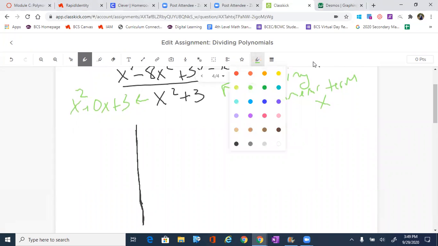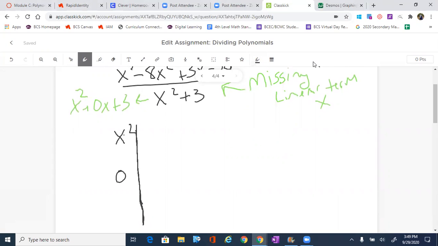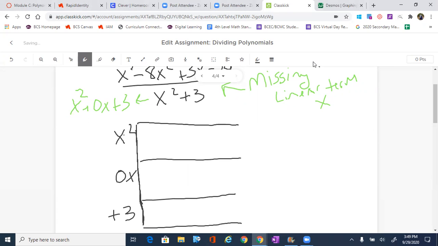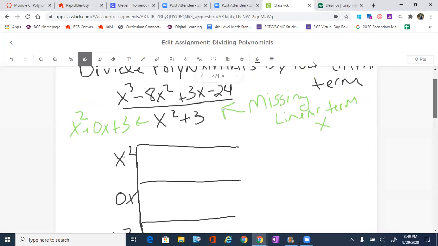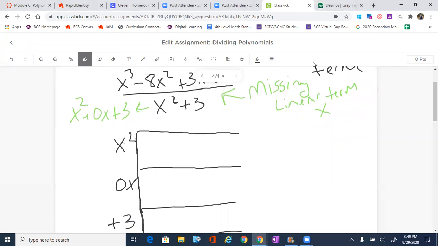And as we do this division, as we've learned in the previous section, I'm going to take what I'm dividing by, and I'm going to put that right along the edge. So x squared, 0x, plus 3. Once I have that, I'm going to finish out the lines, and then I'm going to take the numerator and drag it onto the intersections of those lines and wrap it around the box. So x cubed minus 8x squared plus 3.